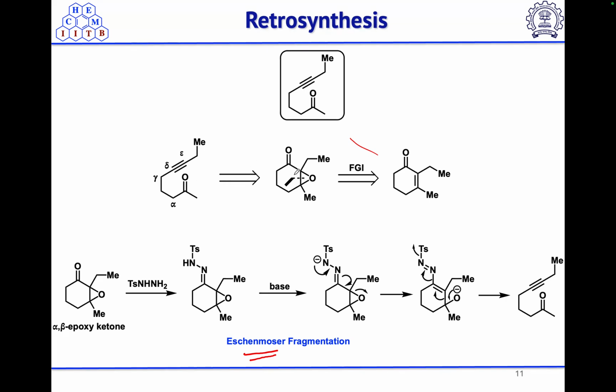And how can you get this epoxide? Basically, if you have this alpha beta unsaturated carbonyl and you do epoxidation, you will get this epoxide. Now I will ask you, how can we do epoxidation of this alpha beta unsaturated ketone? Can anybody answer it?